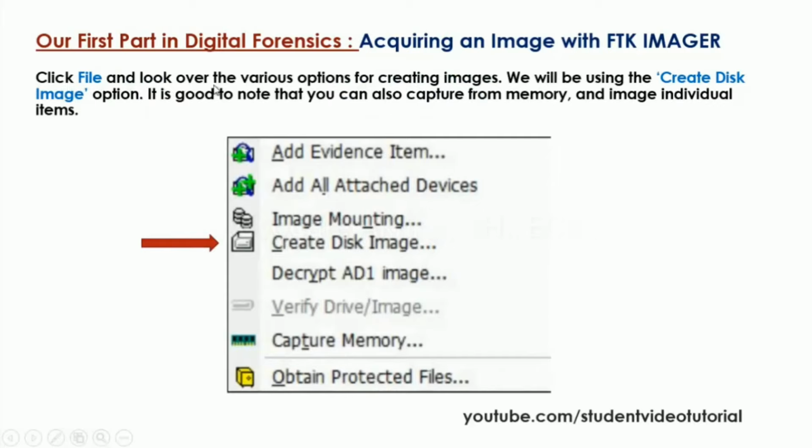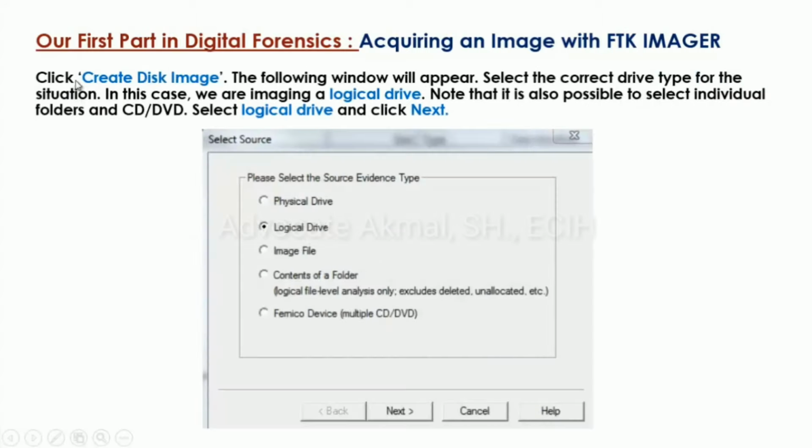This is the basic outlook of how AccessData FTK Imager looks. Click File and look over the various options for creating images. We'll be using the Create Disk Image option. It is good to note that you can also capture from memory and image individual items. Click Create Disk Image. The following window will appear.